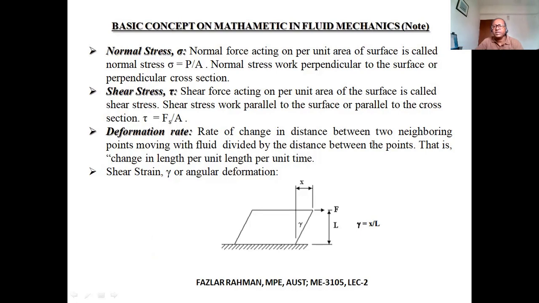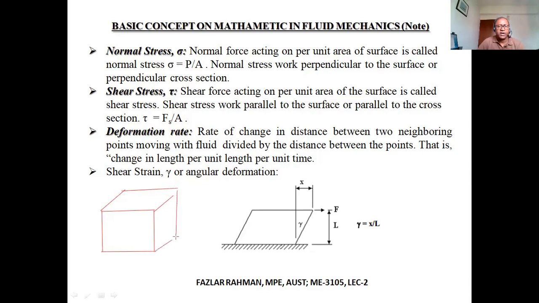The rate of change in distance between two neighboring points moving with the fluid, divided by the distance between the points, that is called change in length per unit time, the deformation rate. For example, say a rectangular fluid element right over here, and its length is L. I'm saying rectangular fluid element, which means it is 2D, but in 3D it is a kind of cube, right? It will be a fluid element like that.